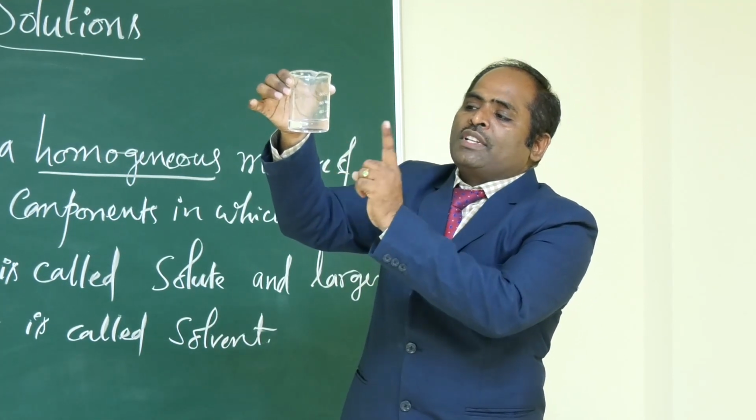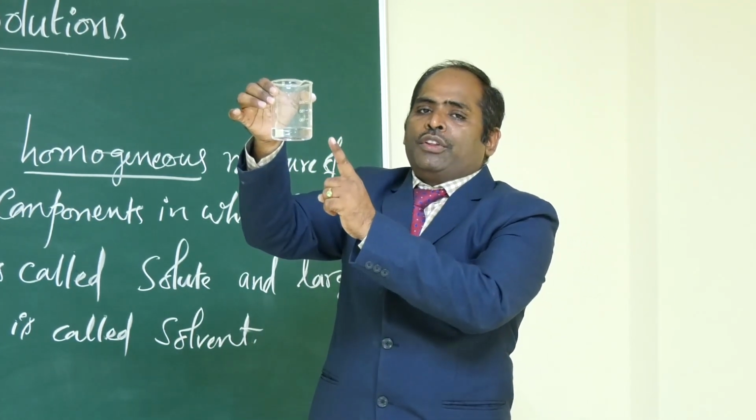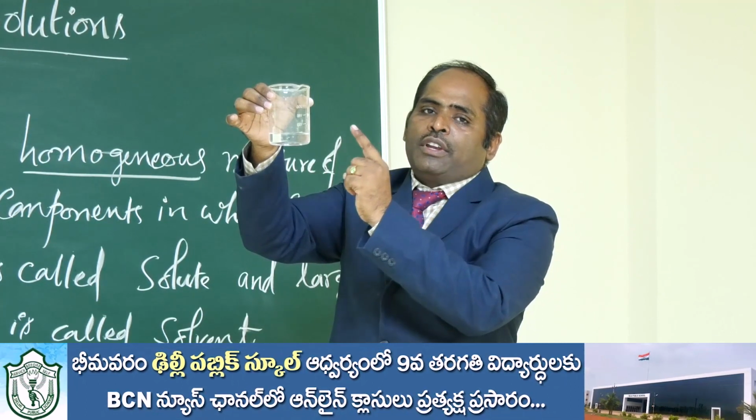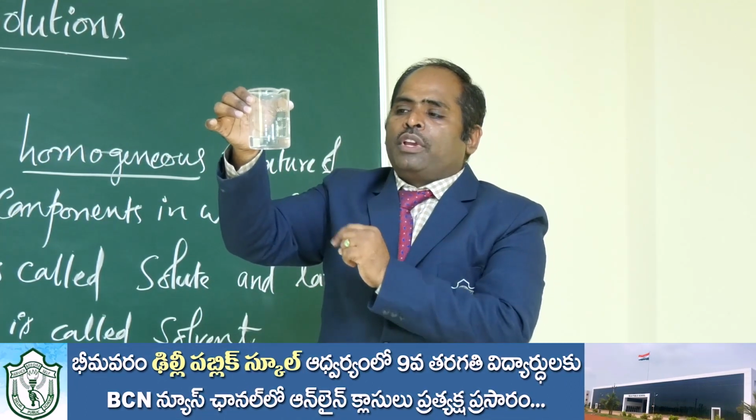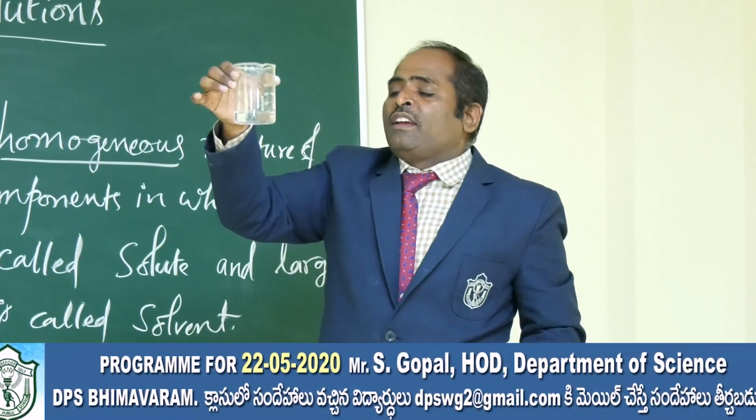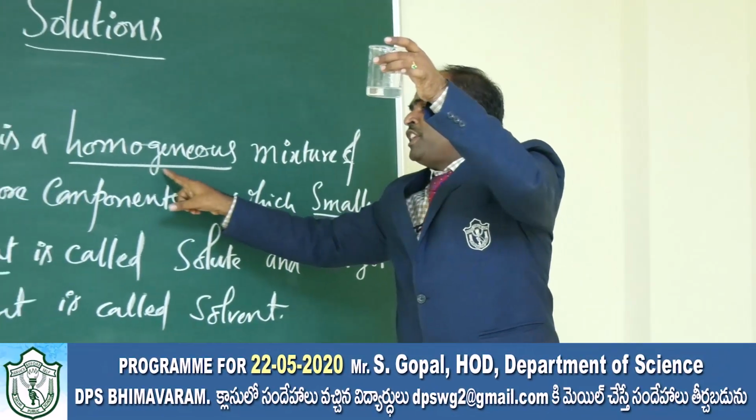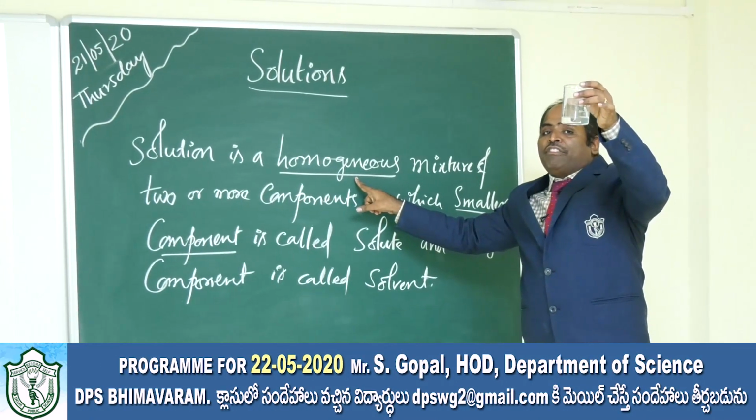So this is homogeneous, salt plus water. Any salt you can take. You can take common salt, or oxalic acid, or you can take sugar with water also. You can find a homogeneous mixture. Homogeneous mixture means a single phase.